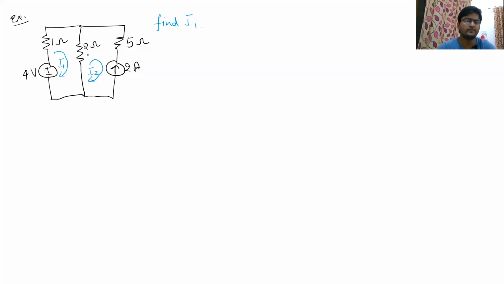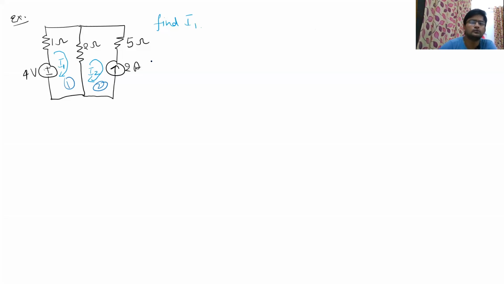Now here, as you can see in this circuit, we can clearly identify two meshes. Number 1 is this and number 2 is this. So after identifying the meshes, we will assign current values. You can take any direction, but I have taken the clockwise direction for both the meshes. So this is I1, this is I2.